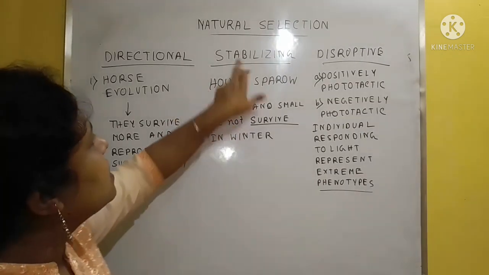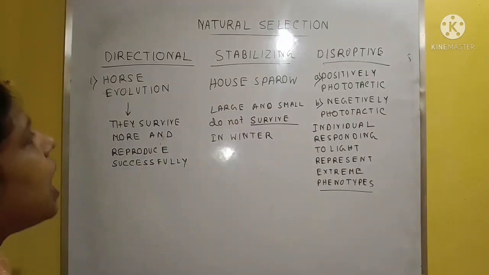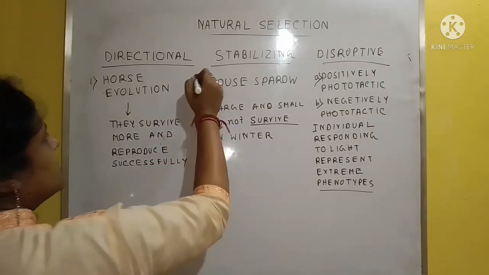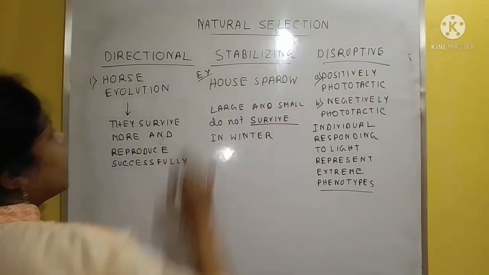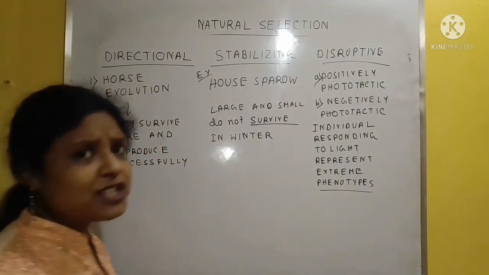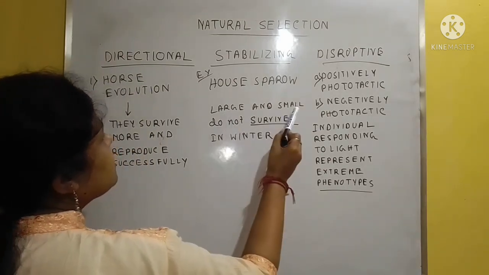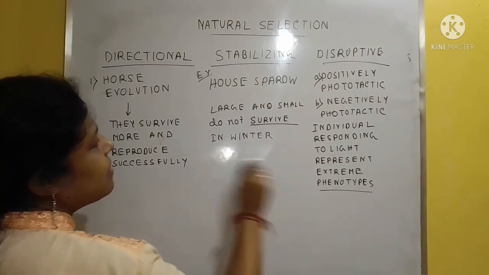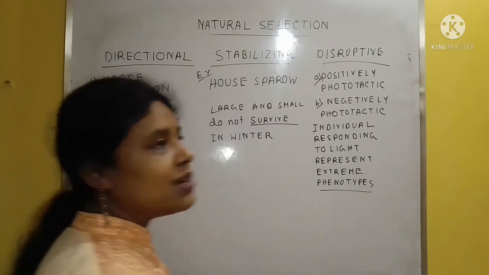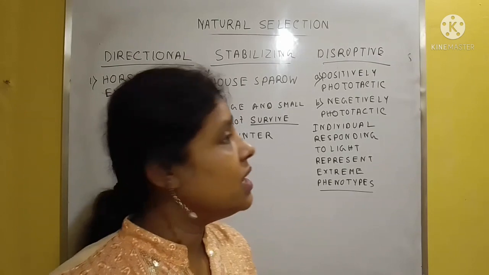In the case of stabilizing selection, the example is the house sparrow. In the house sparrow, generally the average phenotypes are selected. In that situation, the larger and the smaller sparrows cannot survive in winter.